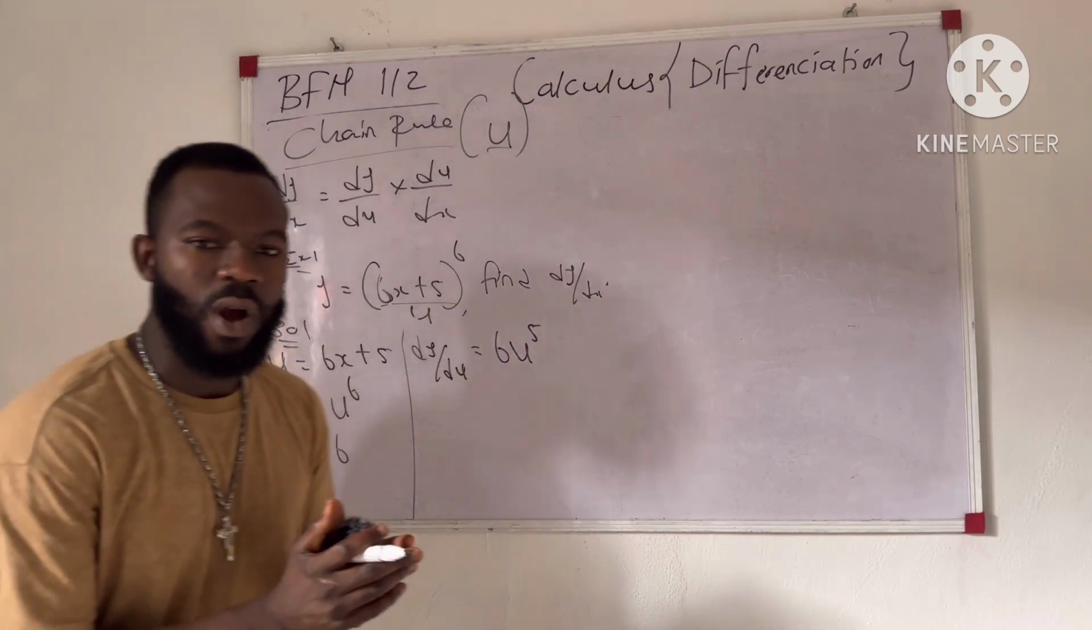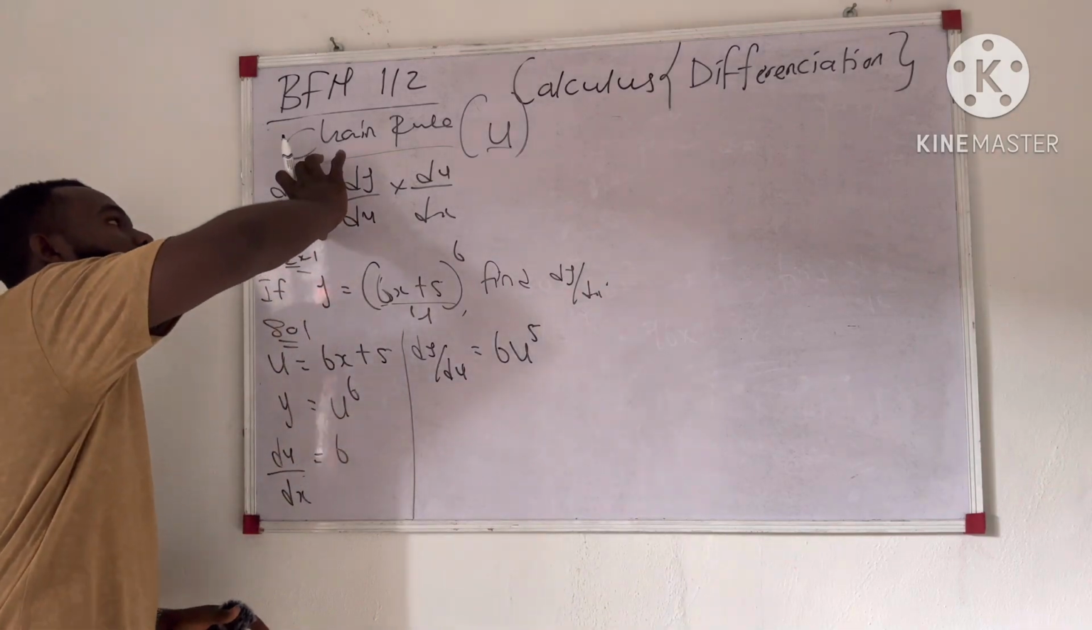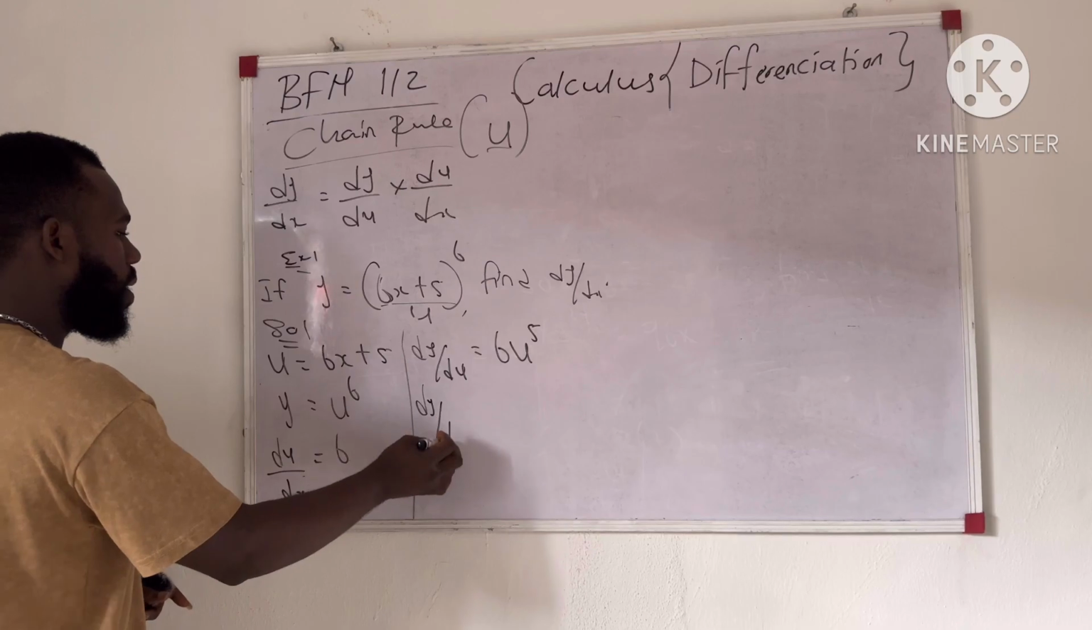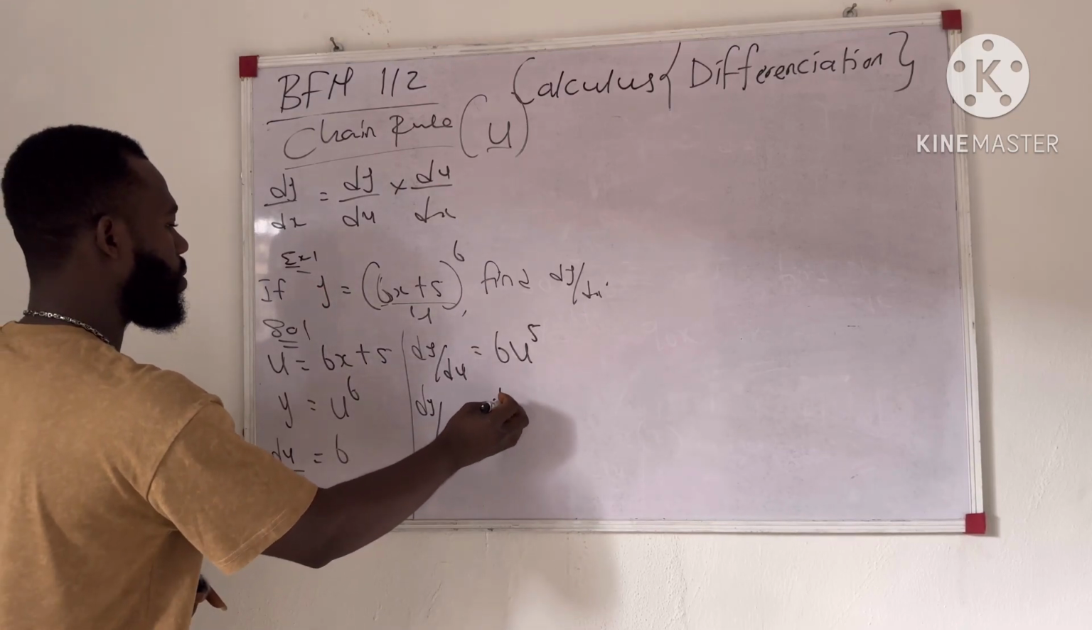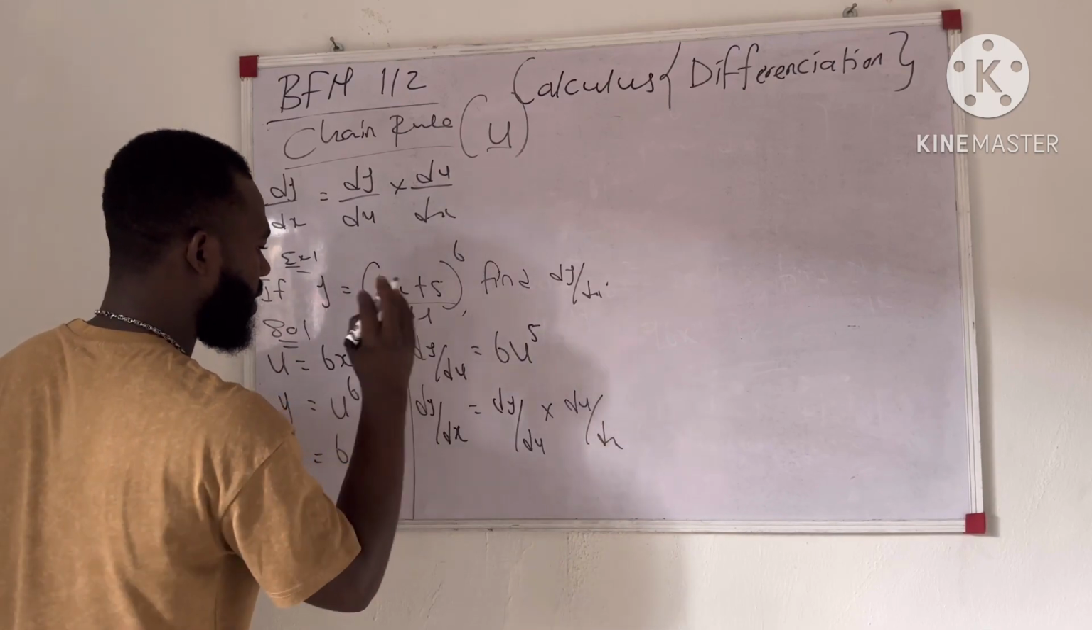So now that I've got dy over du and du over dx, what do we do next now? We'll apply the formula for chain rule, which says dy over dx is equal to dy over du times du over dx.